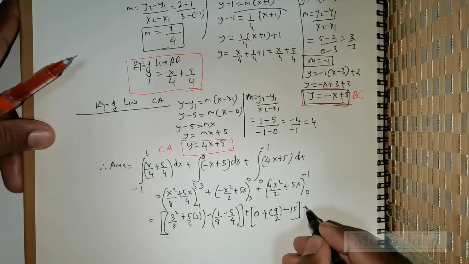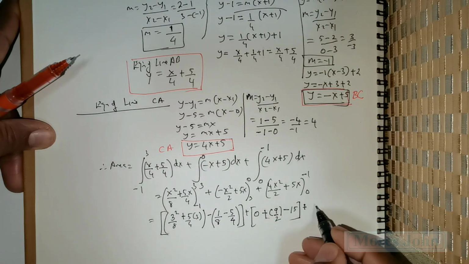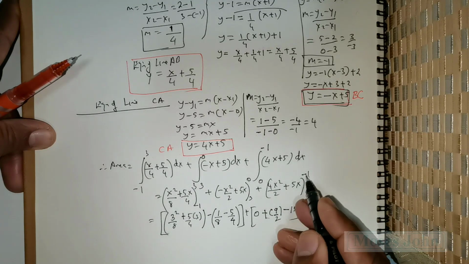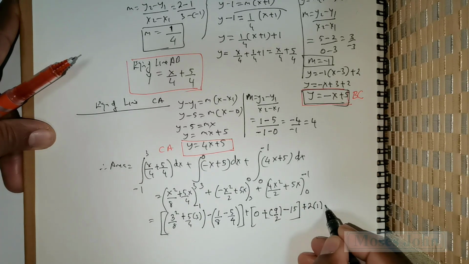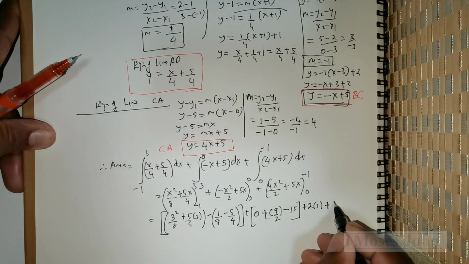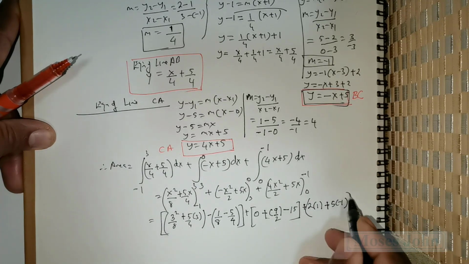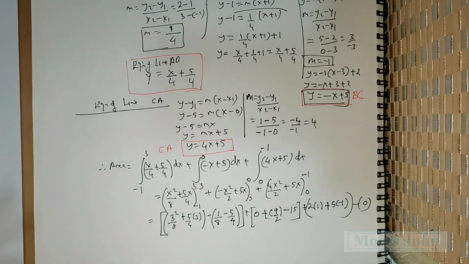Now for the third quantity, you apply the upper limit. This is going to be 2 times, 2 can divide 4 two times. So upper limit is negative 1, so that will give you 1, followed by 5 of negative 1. This is for the upper limit. When you place the lower limit, everything will become 0, so no need to do that.